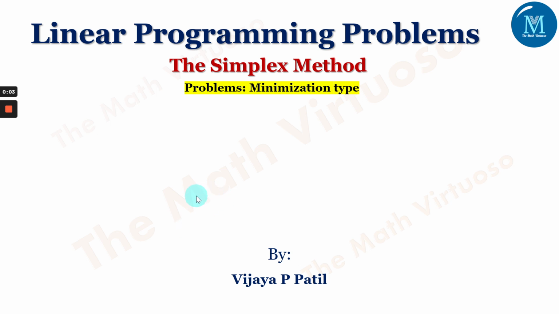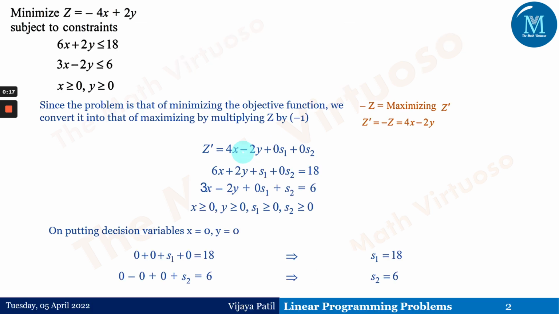Hello and Namaste. In continuation with the linear programming problems, we are discussing the Simplex method, and after the detailed discussion on the maximization type, we are going ahead and I'll be explaining the minimization type of question. Now, the question is: minimize z equals minus 4x plus 2y subject to the constraints.